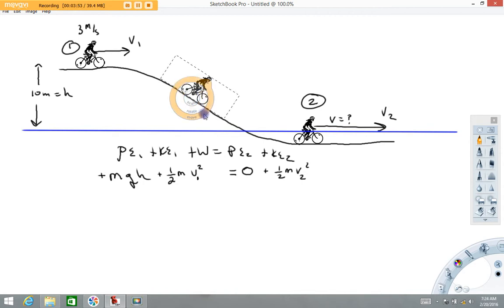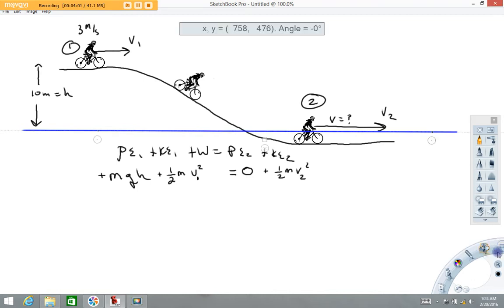And now what we're going to do is consider all the forces acting on that bike. So if I were to draw a free body diagram of that bike at the location shown, the first thing that comes to mind here is we've got a gravitational force down. So in my free body, I may draw that something like that, right? And then label it mg.